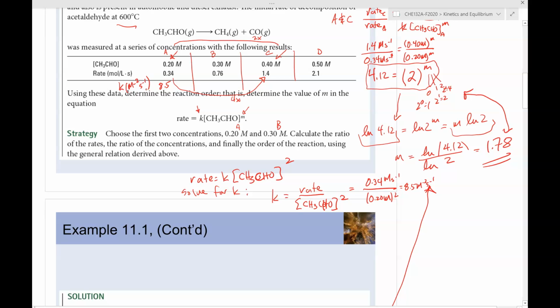All right, if I do the second one, 0.76 divided by 0.3 squared, that's 8.44. So that's 8.4 there. Let's try 1.4 divided by 0.4 squared. That's, I think I did something wrong there. Did I?